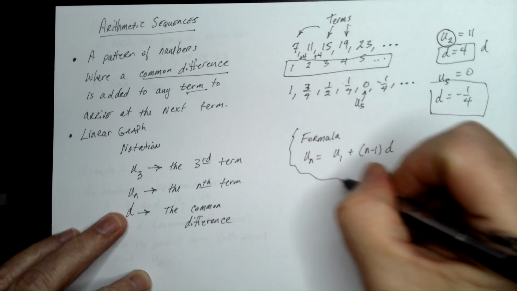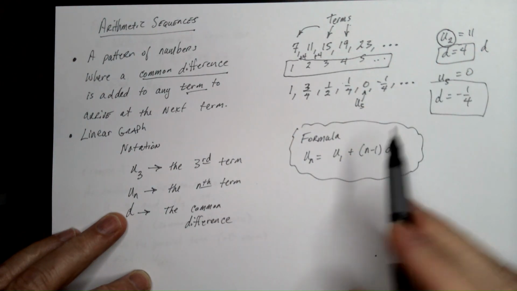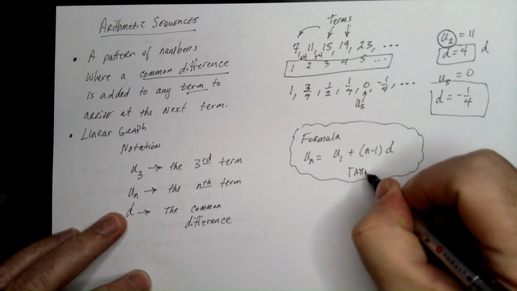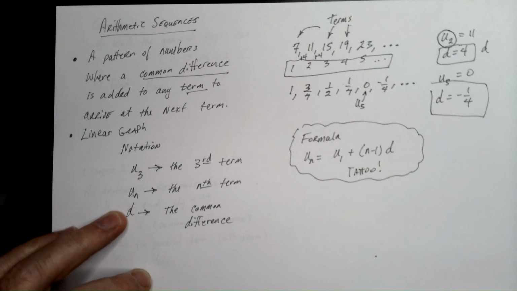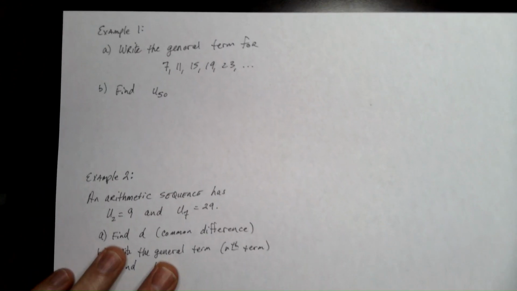Now, there's a super fancy, very important formula you've got to know. You might even want to get a tattoo of this because it's super important. You're going to need it all the time. All right, let's get into a couple of examples, shall we?